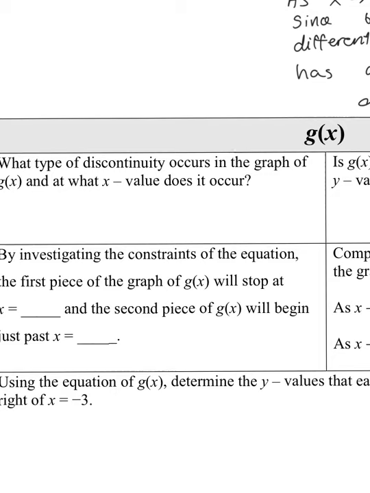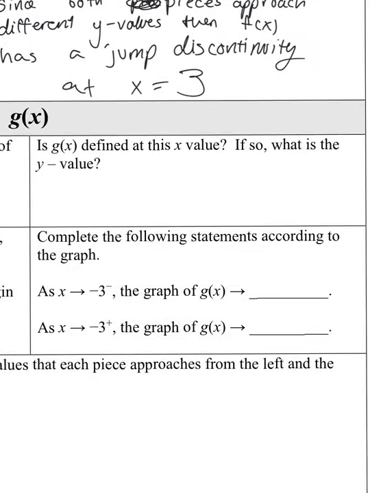So in g of x, what type of discontinuity do we have? No. We're still looking at g of x. A jump at what x value? X being -3. Very good. Then it asks us, is g of x defined at this x value? If so, what is the y value? All right. So we want to find g of -3.